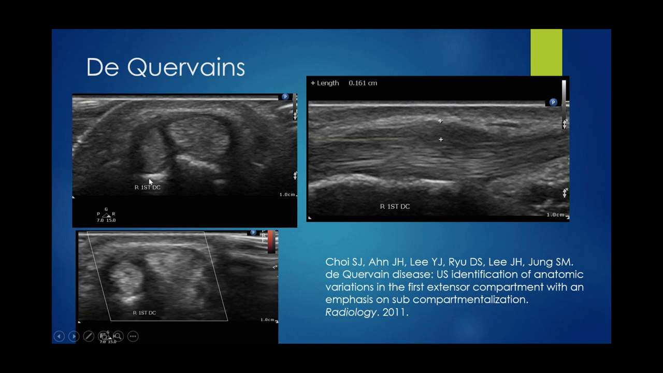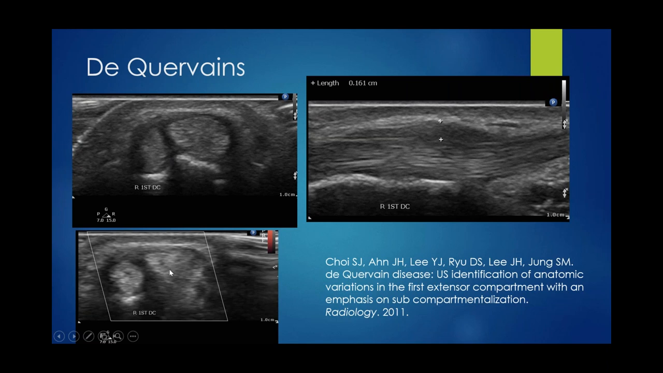Also note in this image that the cortex of the radius has a slight ridge in it. This usually delineates the fact that there is a subcompartmentalization of the two tendons. So the retinaculum here is overlying the abductor pollicis longus and then extends down to the radius, creating a subcompartment of the extensor pollicis brevis tendon. This is usually, again, associated with this ridge in the radius. Normally, if it was not subcompartmentalized, the radius would be flat here.